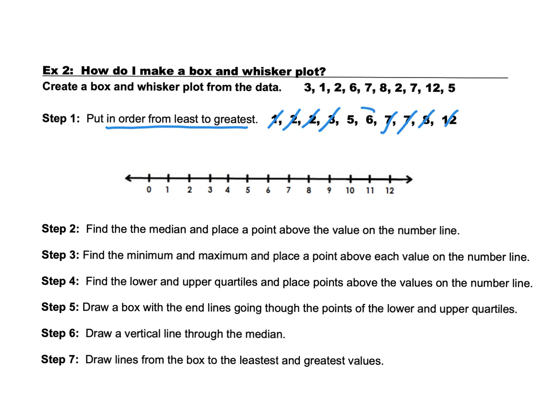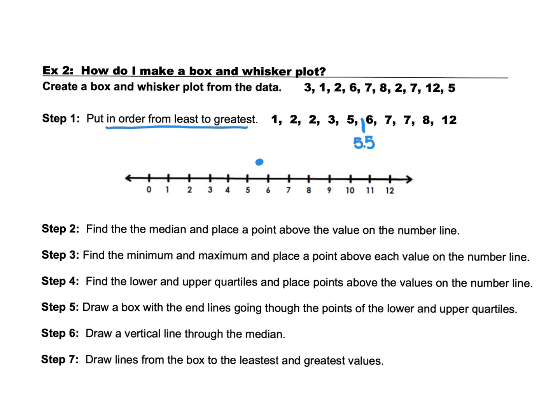And now because we have two numbers here in the middle, remember we have to add those together and then divide by 2. And so when you add 5 plus 6 and divide by 2, the middle number is going to be 5.5. So we're going to come over here to the 5.5 and we're going to place a dot right there as to where the median is.